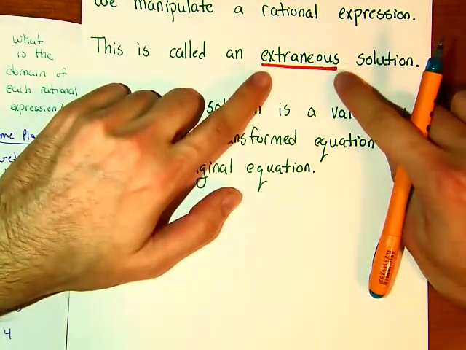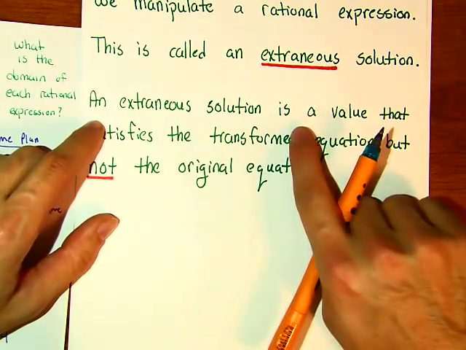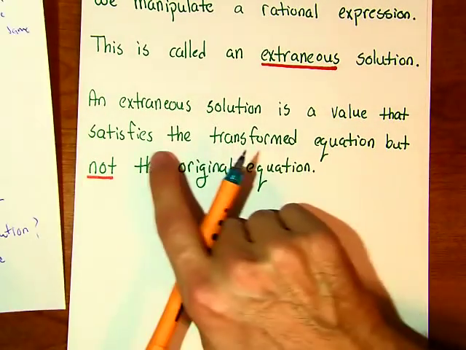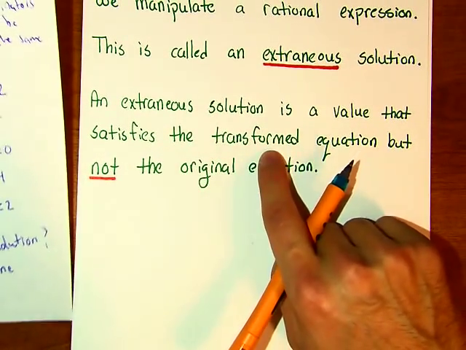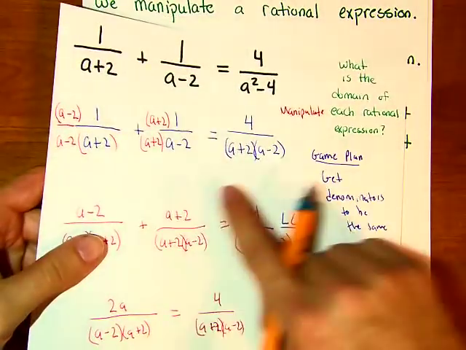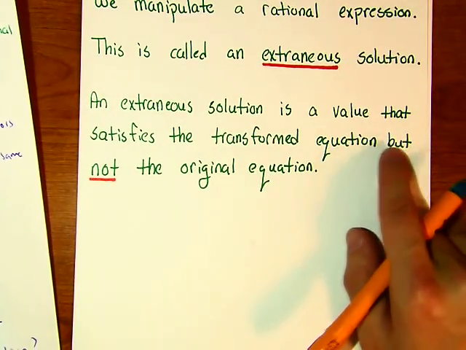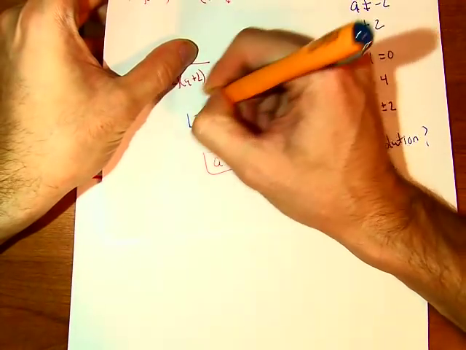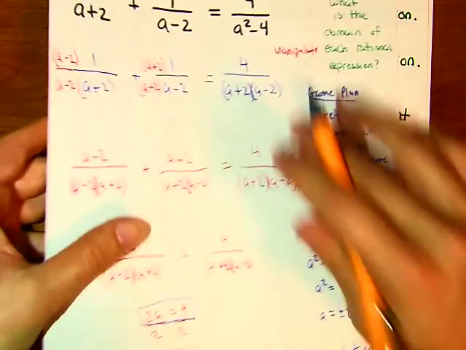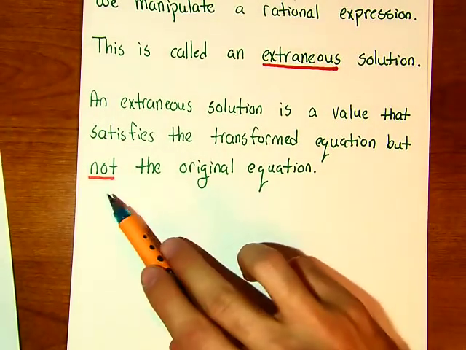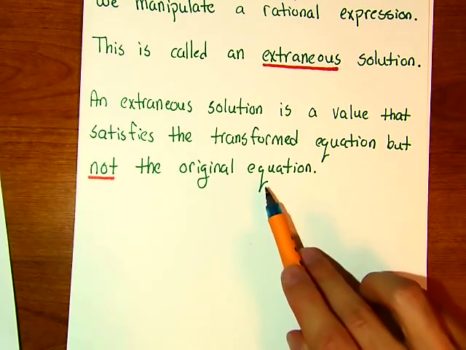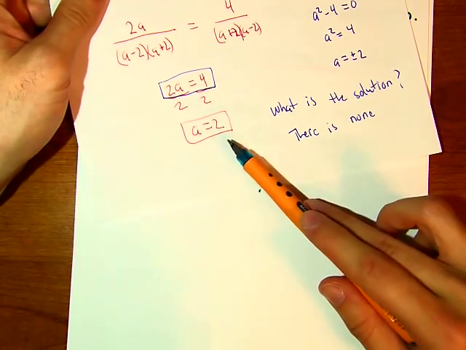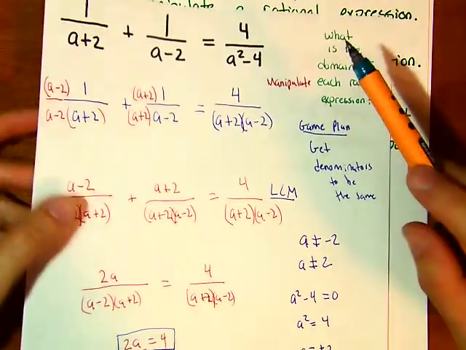Just for your definition, please have this in your notes because things like this may happen. This is a very, very important idea, that an extraneous solution is a value, and this is our extraneous solution, that satisfies the transformed equation. We transformed this equation. You see, this a satisfies this 2a equals 4 when we transformed everything, but it does not satisfy the original equation. So that's why this solution is extraneous. And you have to be careful because this may happen when we do these questions.